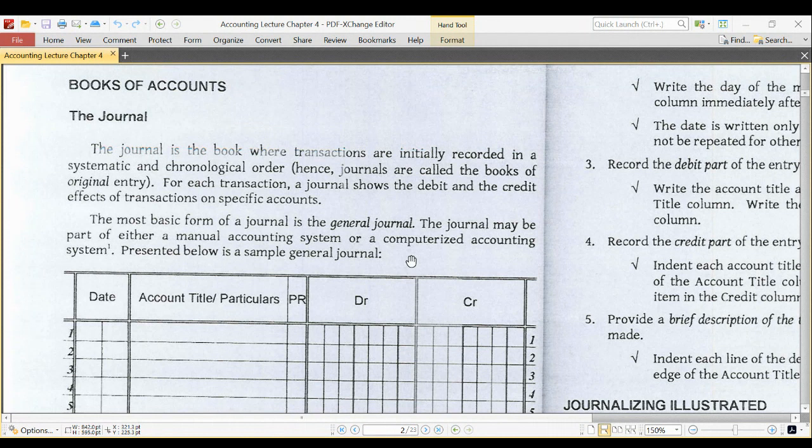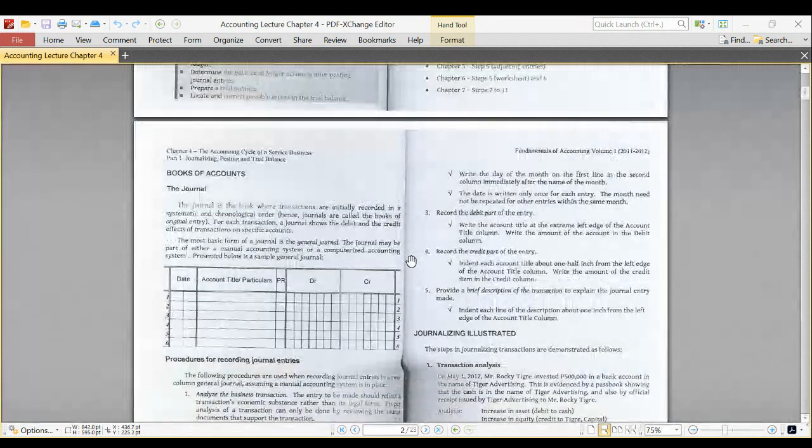Meron din tayong tinatawag na purchase journal. Yung mga purchases natin, lahat ng purchase transactions, naka-record lang sa isang book, which is the purchase journal. Yun yung mga special journals natin. Pero kung yung company maliit lang, konti lang transactions niya, usually isang journal book lang yan. Isang journal lang yan. Lahat ng transaction naka-record sa isang book. Walang separate books.